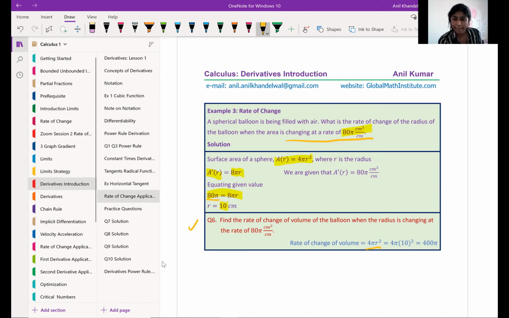Now, when we're talking about derivatives, you know the volume is 4 by 3 pi r cubed. When you do the derivative, that 3 and 3 cancel. You're left with 4 pi r to the power of 3 minus 1, which is 2, and you get 4 pi r squared. And when you substitute r as 10, you get your final answer of 100 pi. And the units will be centimeter cubed divided by centimeter. That's kind of important, which I've not mentioned here. However, that is most important to mention.